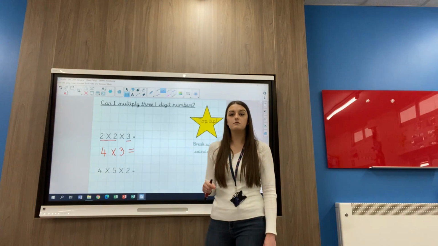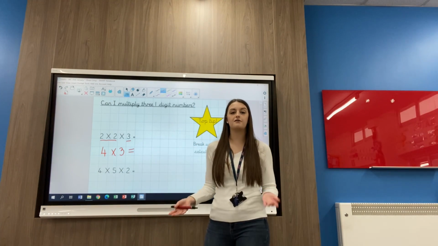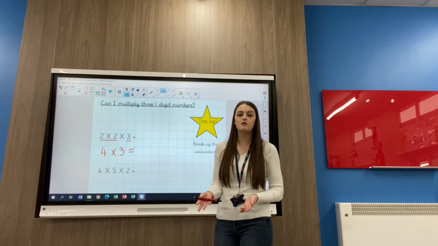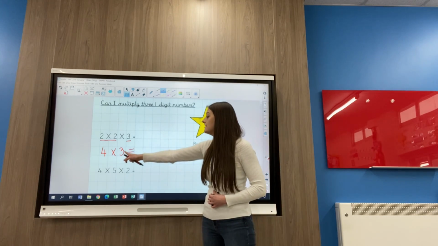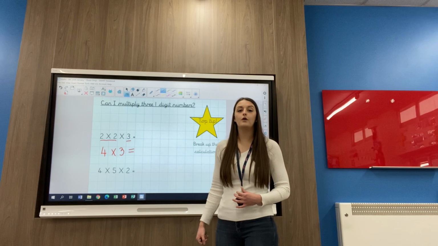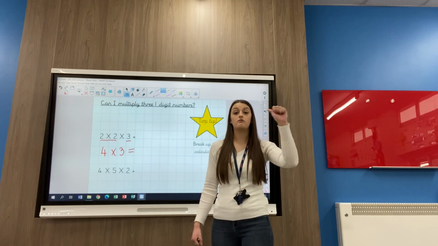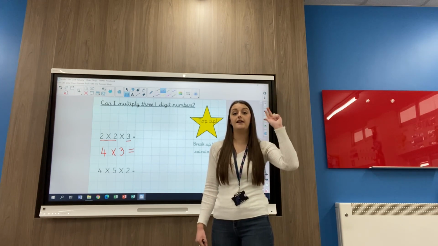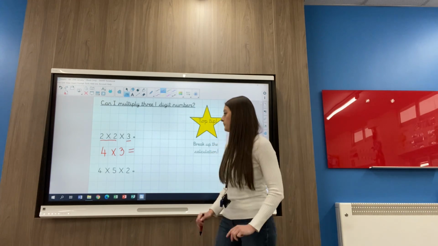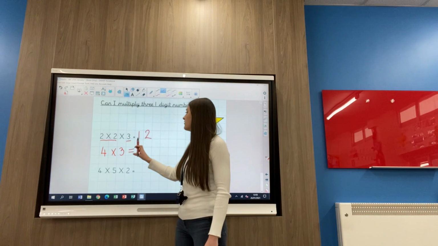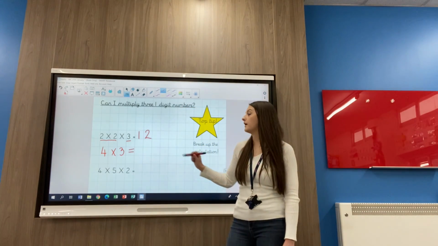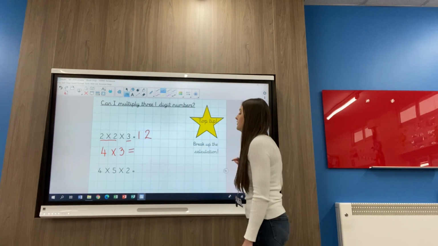We're going to count either in our 4 times table or our 3 times table. I know lots of you are really good at your 3 times table, so let's count in our 3 times table. We want 4 lots of 3. Are you ready? 3, 6, 9, 12. So my answer to 2 times 2 times 3 is 12. Let's have a look at another one.